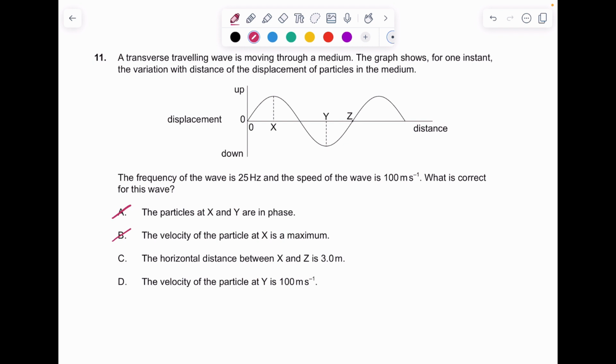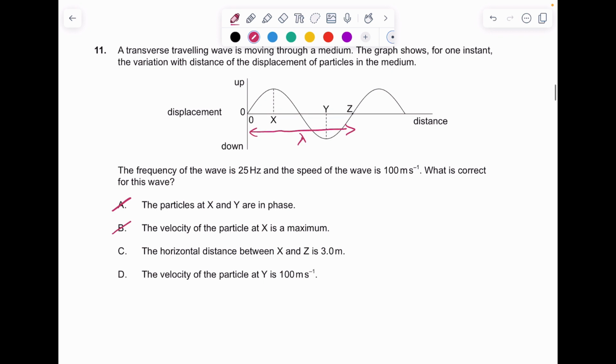Need to know what the wavelength is in order to work that out. So I need to know what lambda is for the wave. Thankfully, I can work that out. I've got the frequency and the speed. So we know that lambda is v over f, so 100 over 25. So lambda is 4 meters, x to z is 3/4 of a wavelength. So x to z is going to be 3 meters. So C is indeed correct.